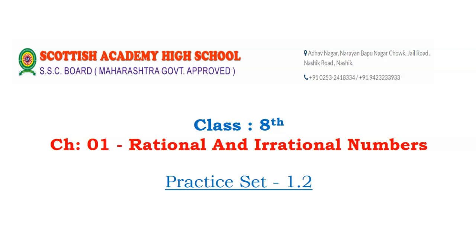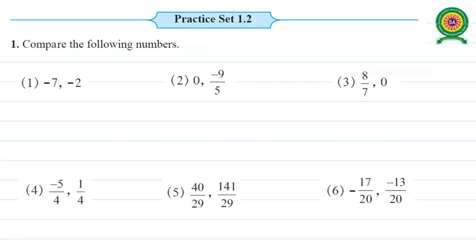Hello everyone. In this lecture we are going to discuss the 8th class topic, chapter number 1, rational and irrational numbers, practice set 1.2. Within practice set 1.2 we have the first question: compare the following numbers. In the first sub-question we have minus 7 and minus 2. We have to compare those two numbers by using the appropriate sign: less than, greater than, or equal to.